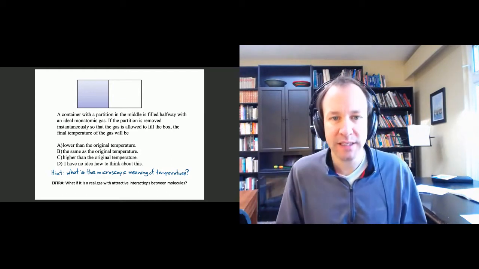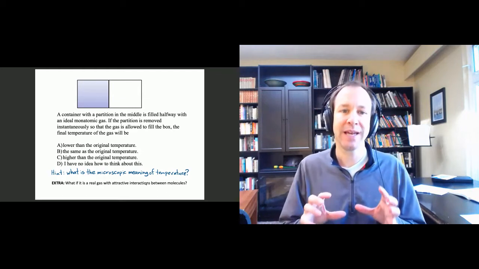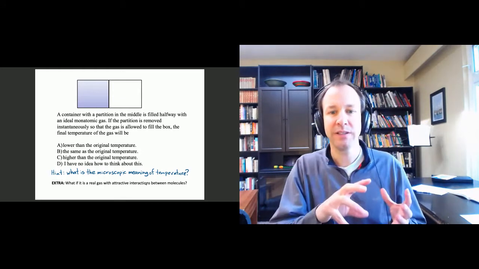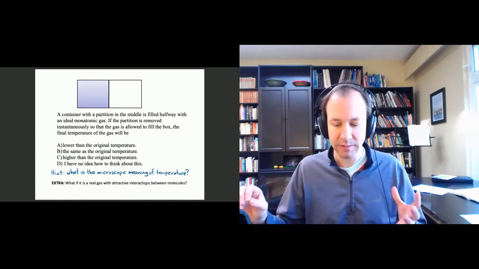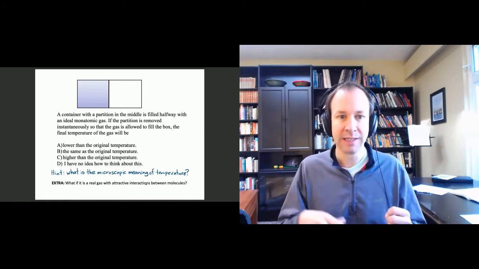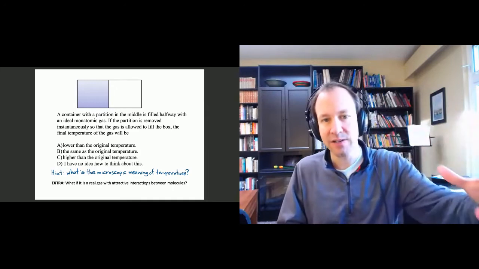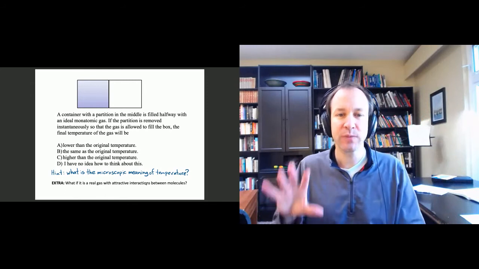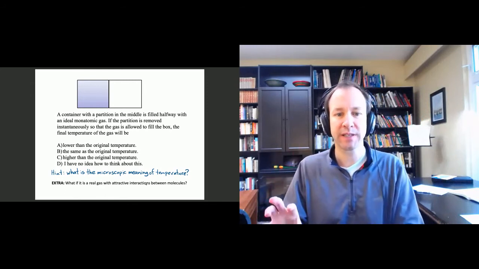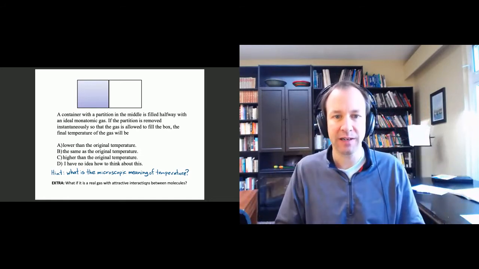How do we understand this process using the first law of thermodynamics? We have that delta U equals Q minus W. And so if we want to see if there's a change in temperature, we can ask, is there a change in energy? Is there a delta U here? In this case, we know that Q is equal to 0 because we're not adding any heat to the box or taking heat out of the box.